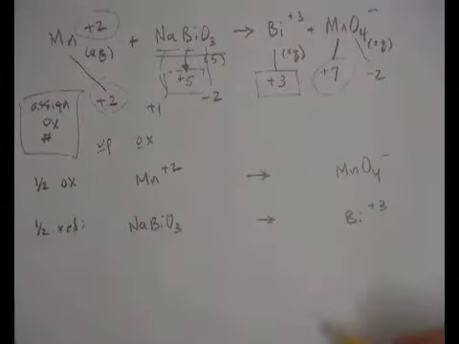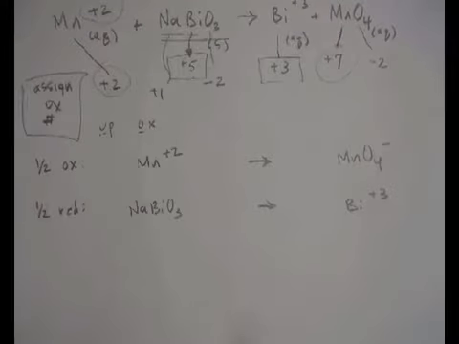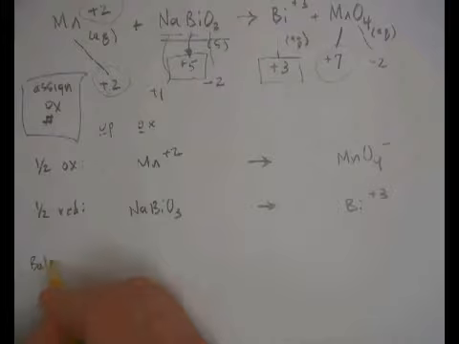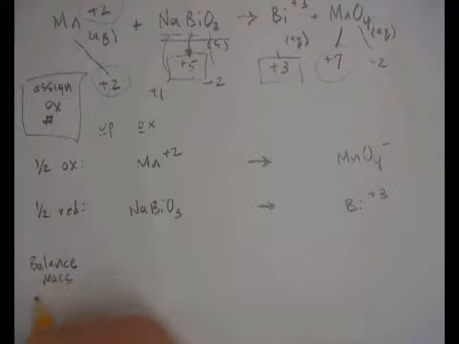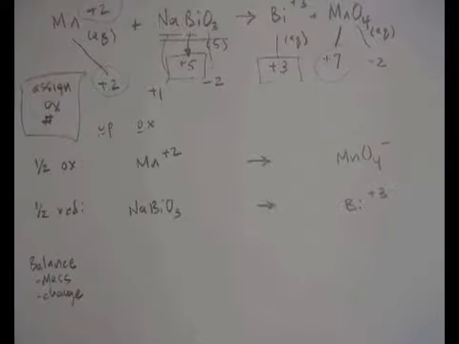Okay, now check to see if you wrote the oxidation and reduction half reactions correctly. If you didn't, copy those down. And now take a minute and pause the video and see if you can balance each half reaction for mass and for charge. Balance each half reaction for mass and for charge. Pause the video now and make sure that you can do that.